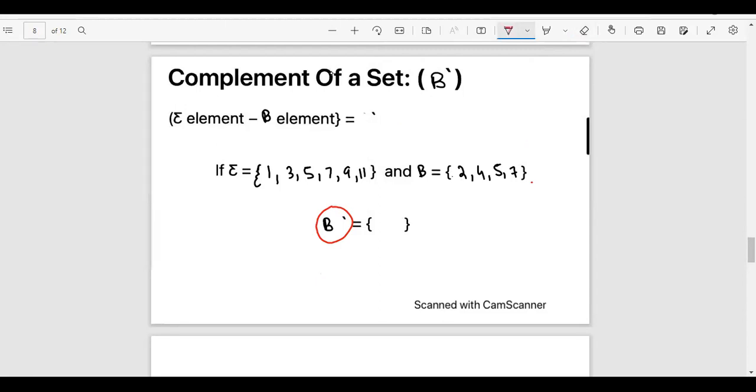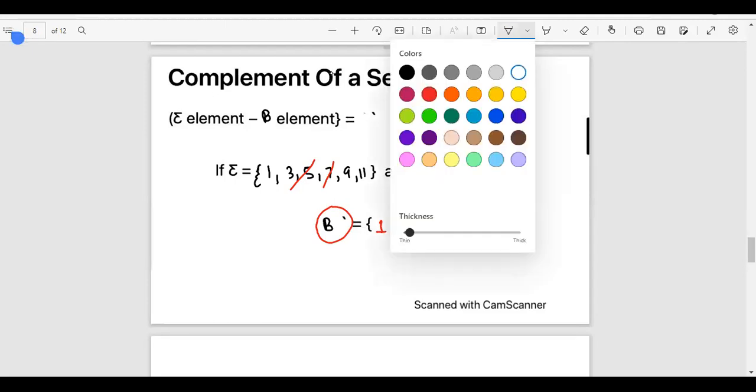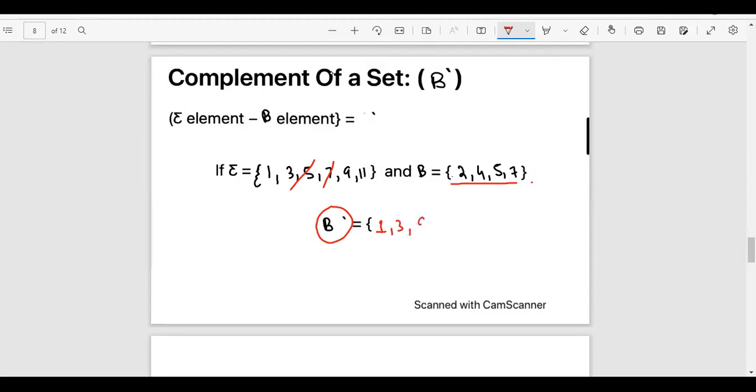B complement is going to have all the elements of the universal set except the elements of B coming in the universal set. Okay, so 1 would be coming in B complement because we do not have 1 in B. 3 would be coming. Then we have 5, but 5 is there in B as well, so I will be cancelling out 5. I'll be cancelling out 7. Then we have 9 and 11. So I need to write down 9 and 11. So these would be the elements of B complement.